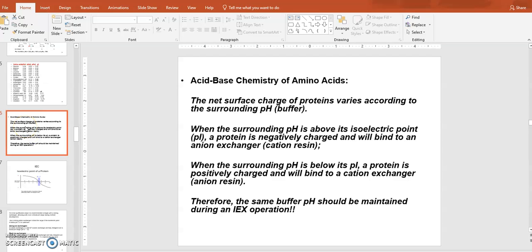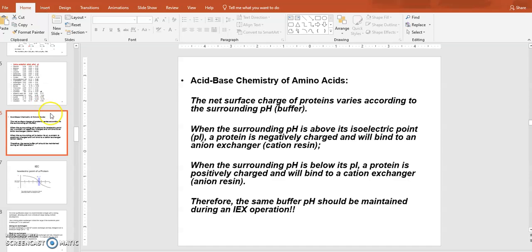If you think about your overall protein, proteins are made up of maybe hundreds or thousands of different amino acids. So you need to know the pi values of all the amino acids, and calculate by combining all those pi values at what pH your protein will be neutral. Once you know that, you have to be able to predict under what pH buffer condition your protein will be negatively or positively charged.